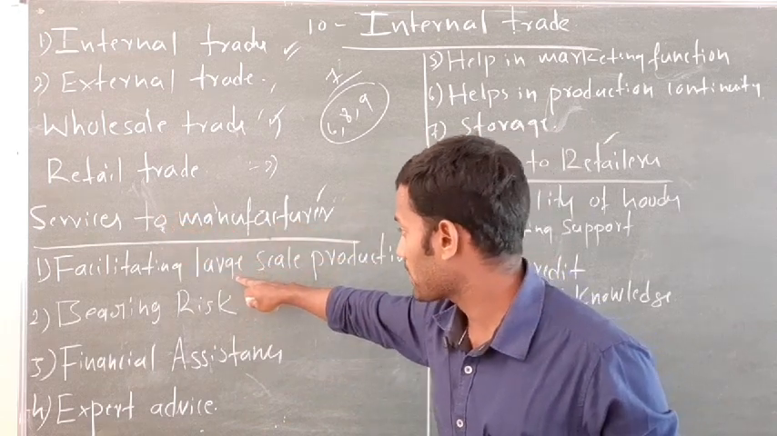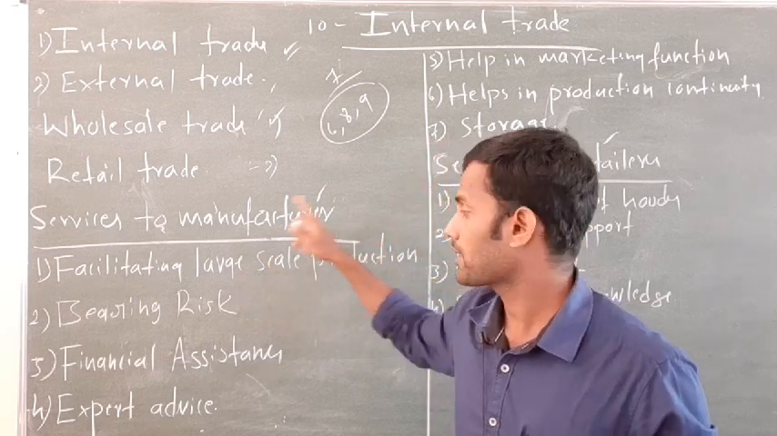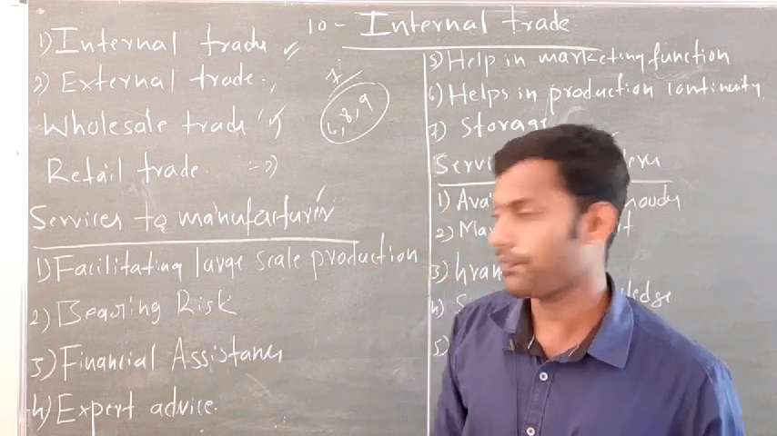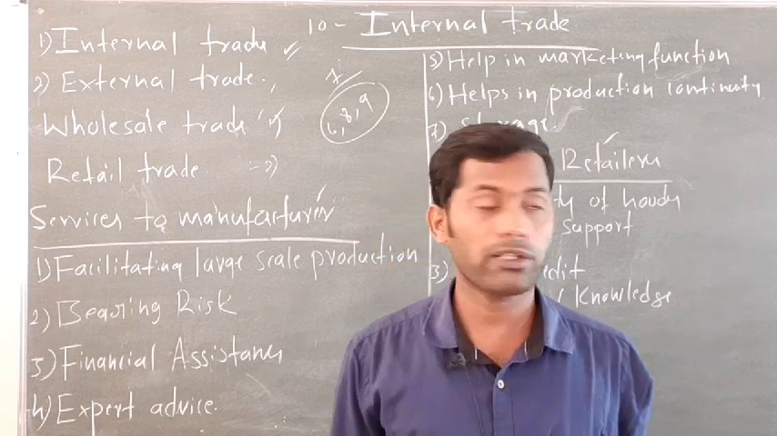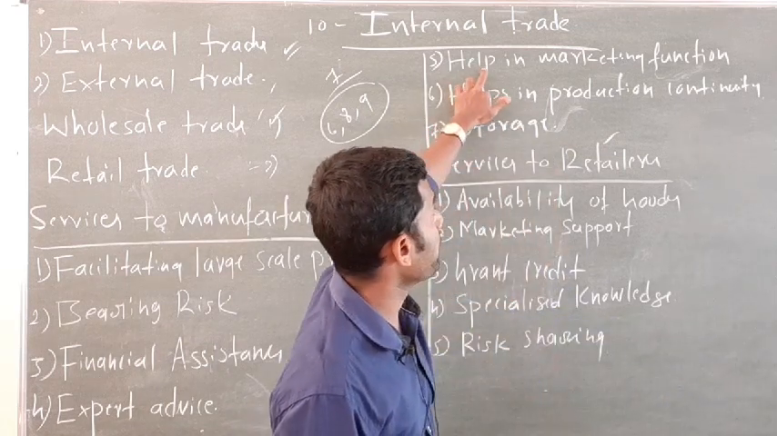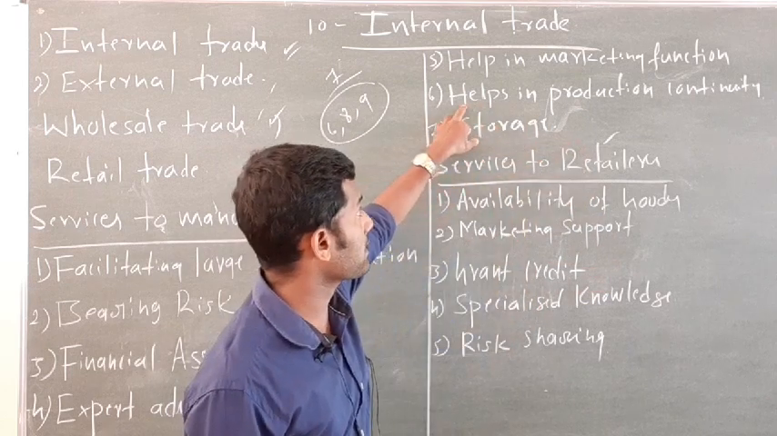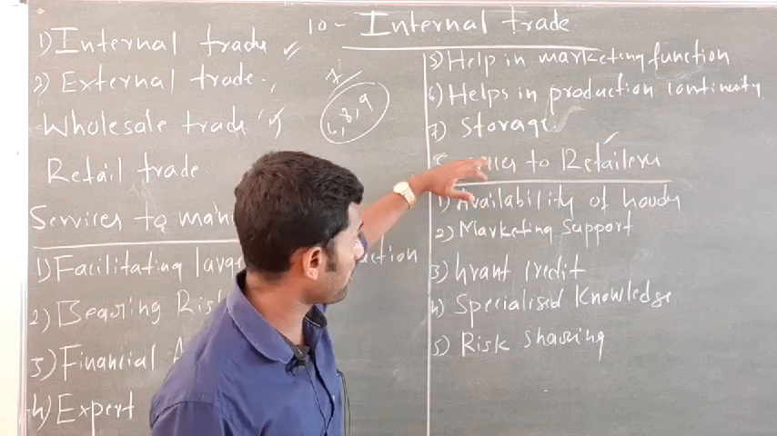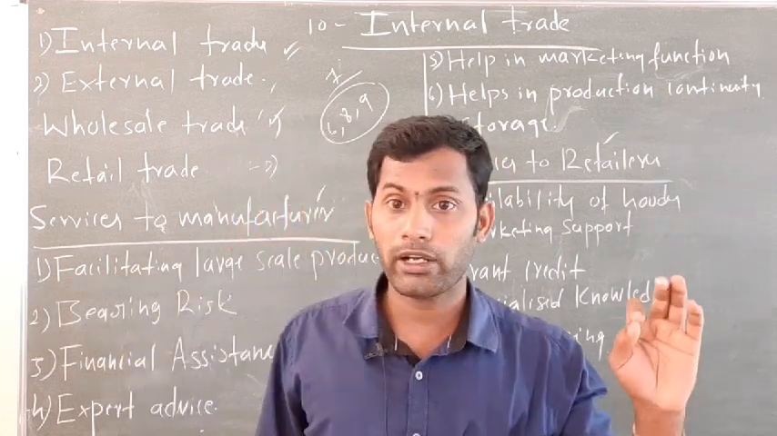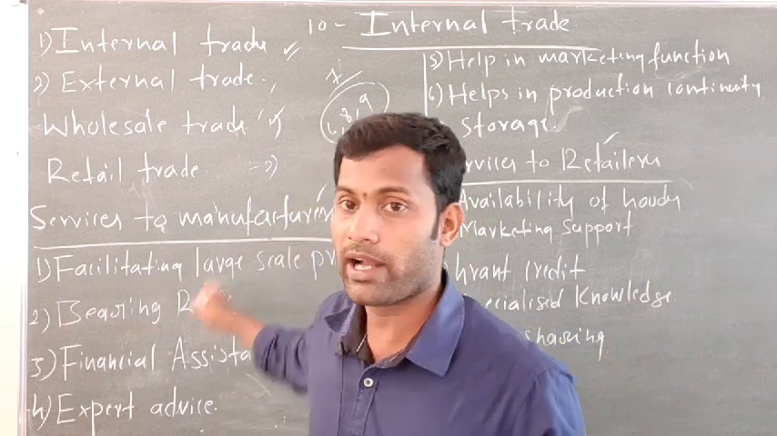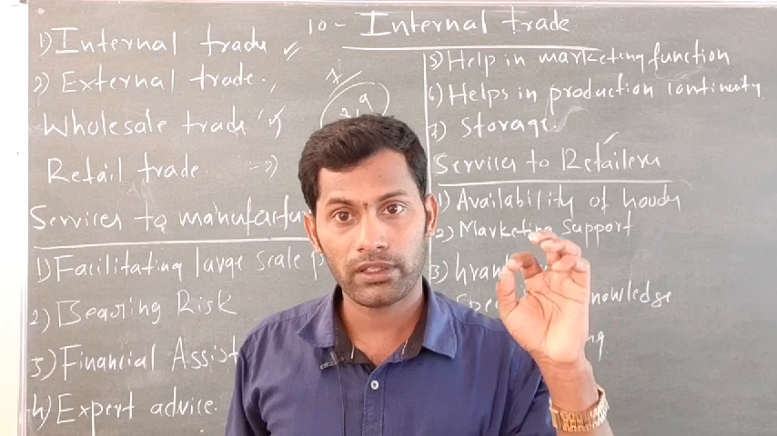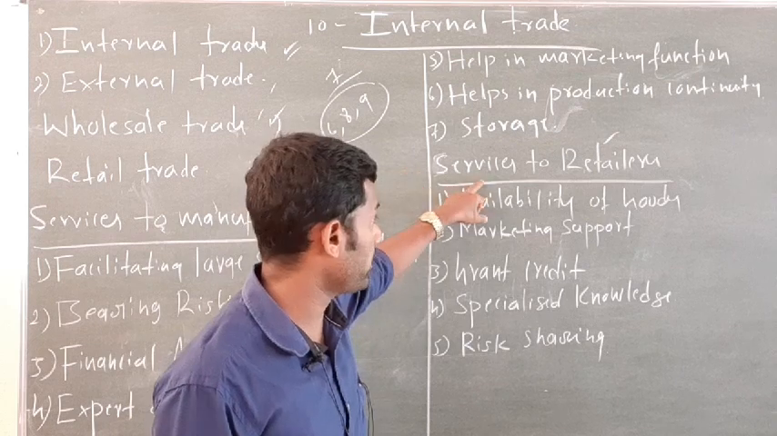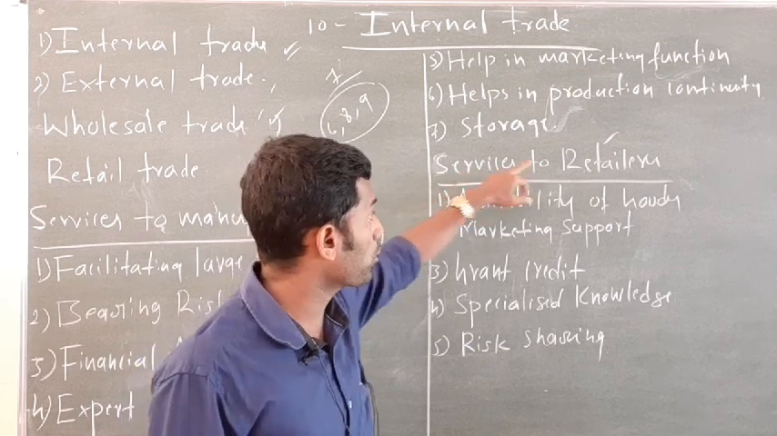First one, facilitating large scale production; second one, bearing of risk; third one, financial assistance; fourth one, expert advice; fifth one, help in marketing function; sixth one, helps in production continuity; seventh one, storage. These are all the services of the wholesaler to the manufacturer. Again we have some other services. Here the services of the wholesaler to the retailer.